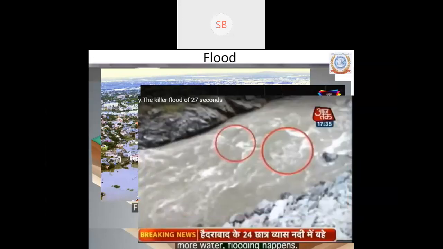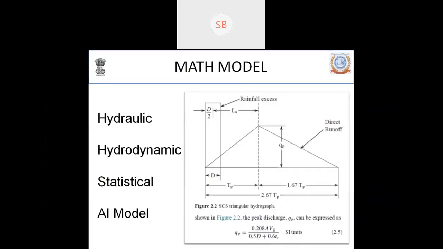This was a recent case where within 27 seconds, about, I don't want people to remember, I want to remain this event, but it's a very silly human-made error, you can say, or a lack of technology. Though the technology is available, it was not put to use at the right moment, at the right time.